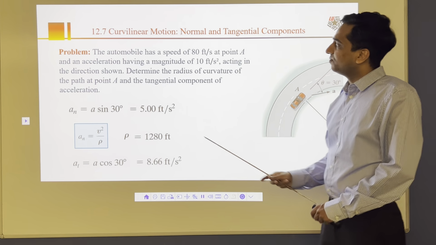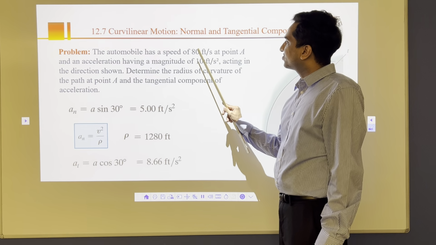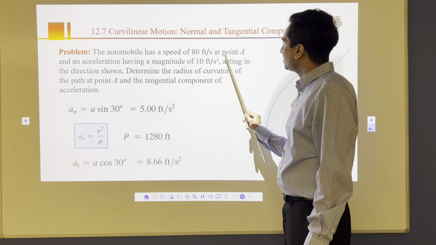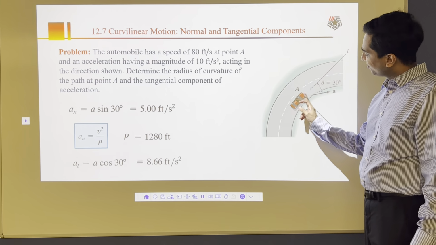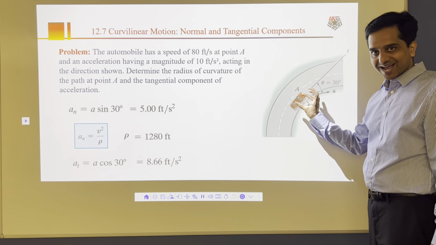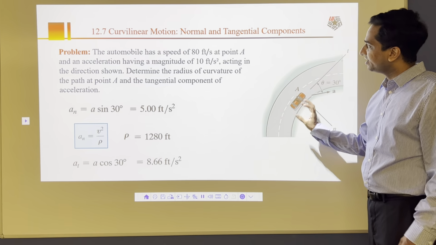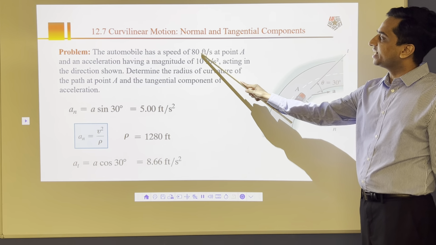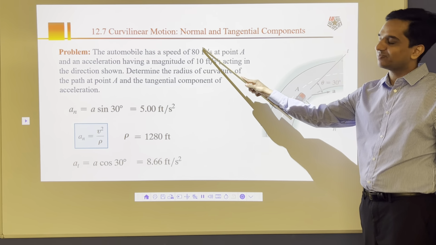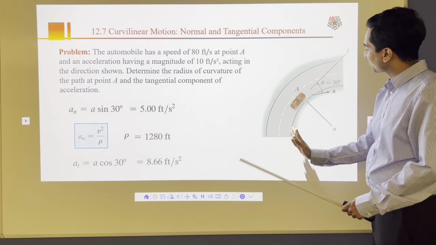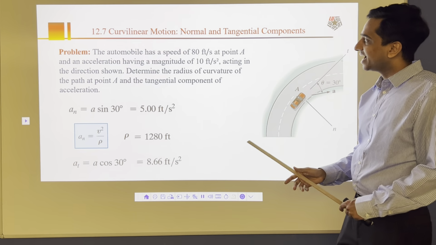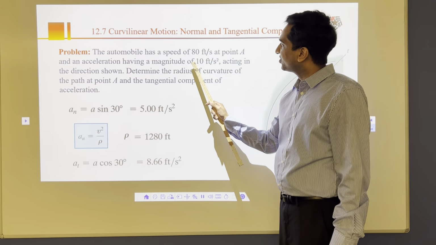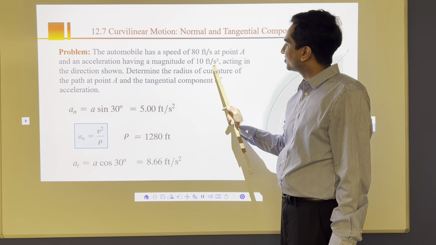What else we have is the speed is 80 feet per second at point A. It means this car is going like this, but when it comes here, at that instant, the speed is 80 feet per second. Now the unit is in feet, so keep that in mind. We have speed, and we have the magnitude of its acceleration, 10 feet per second square.